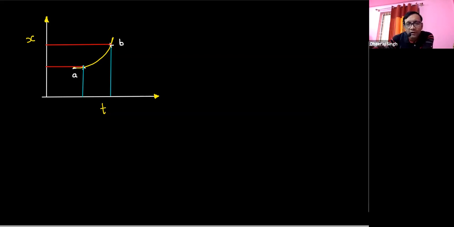All right, so now here it is. Focus here, all of you. What is x2 minus x1? A displacement. All of you understand that this will be the displacement, right? And this is the amount of time that will be taken, the amount of time from point A to point B. This is T2. This is T1. This is X1. This is X2. Right? Clear, right?